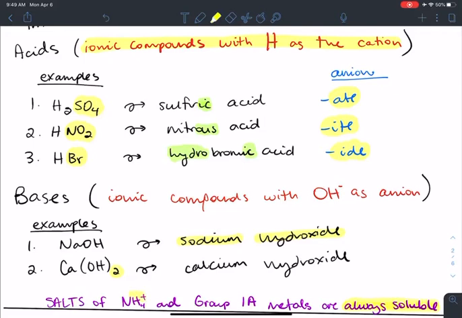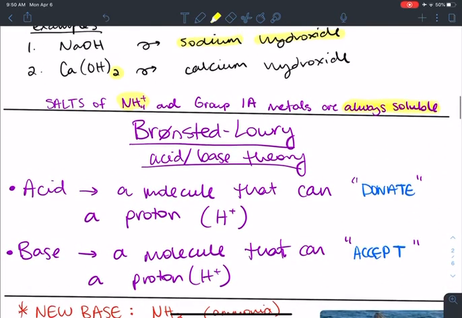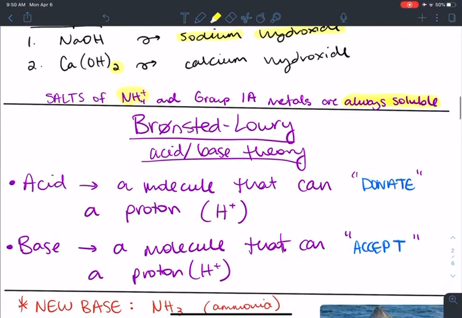If you have something with ammonium in it, like ammonium chloride, and you put it in water, it's always going to do what? Dissociate. Okay, so now let's talk about our new classification for acids and bases. There's really 3 that we're going to talk about, but this is the first one. So we have Bronsted-Lowry acid-base theory.